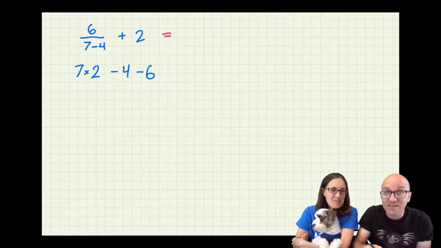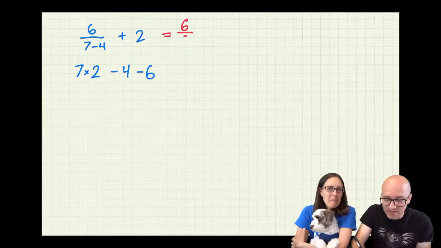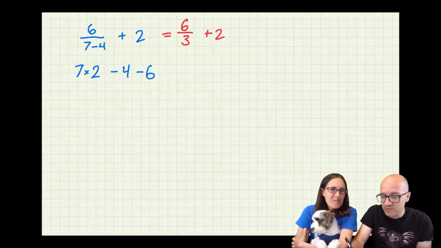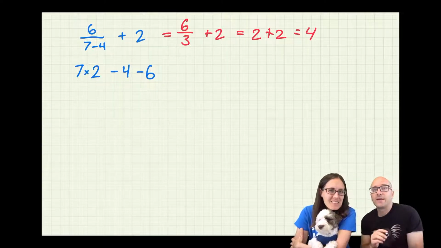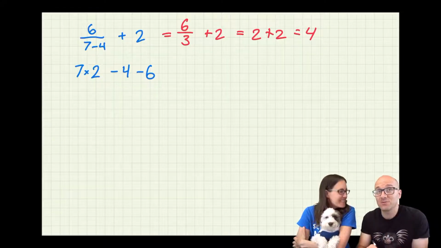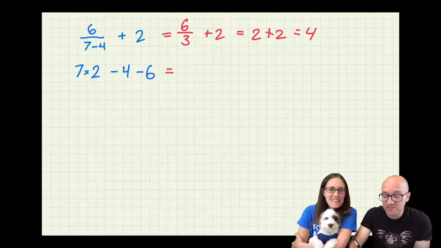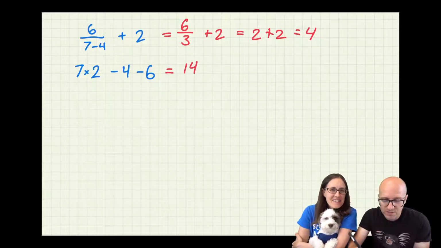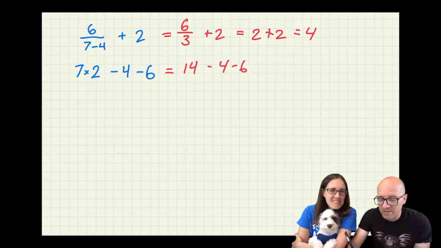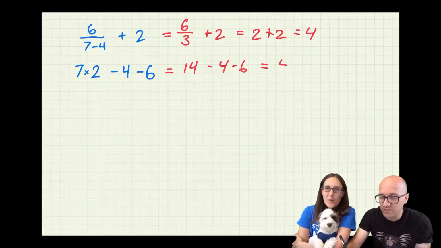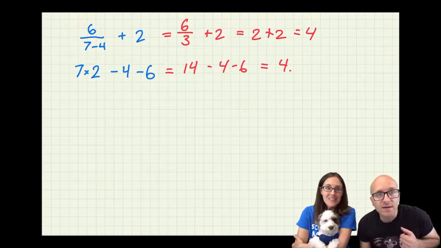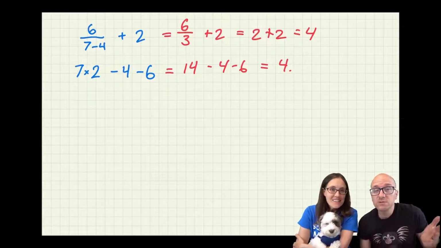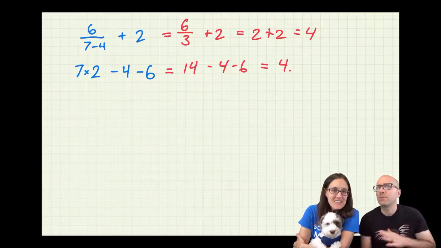In this case, this is like 6 divided by 3 plus 2, or 2 plus 2. So that one works. And then I did 7 times 2 minus 4 minus 6. So 7 times 2 was 14. And then if you subtract 4 and then subtract 6 from that, you get 4. Ooh, so those are good ways to go about it. Maybe there were other solutions, but I didn't find any myself.